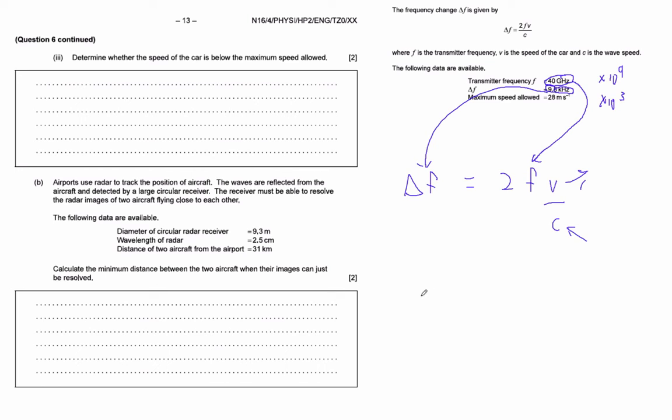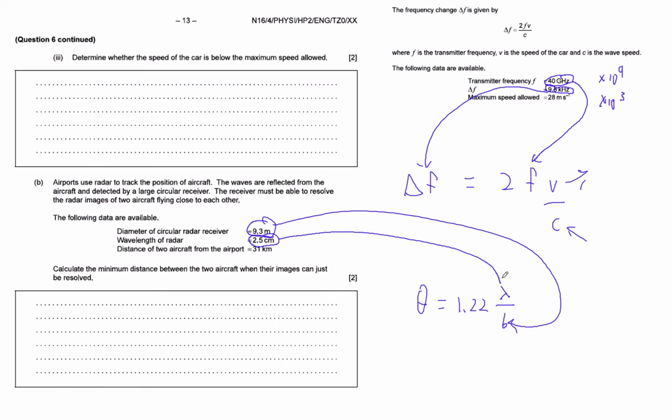This is a Rayleigh criterion thing, right? So our angle that we can resolve is 1.22 times lambda divided by the aperture, right? And so the diameter of this thing is going to be that, right? Wavelength of the radar is that. And then you could figure out the wavelength, right?